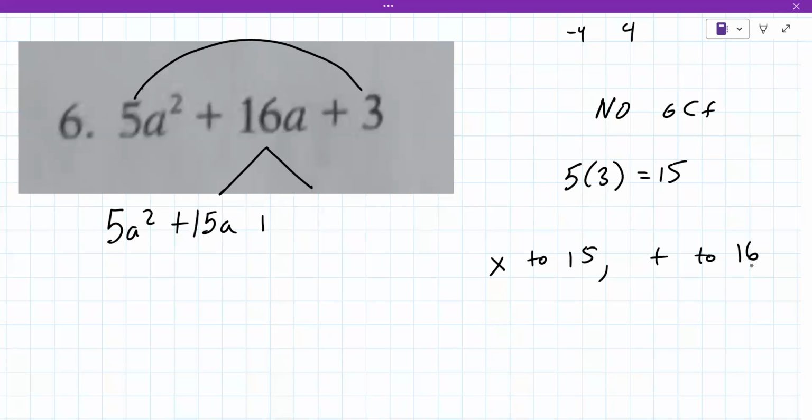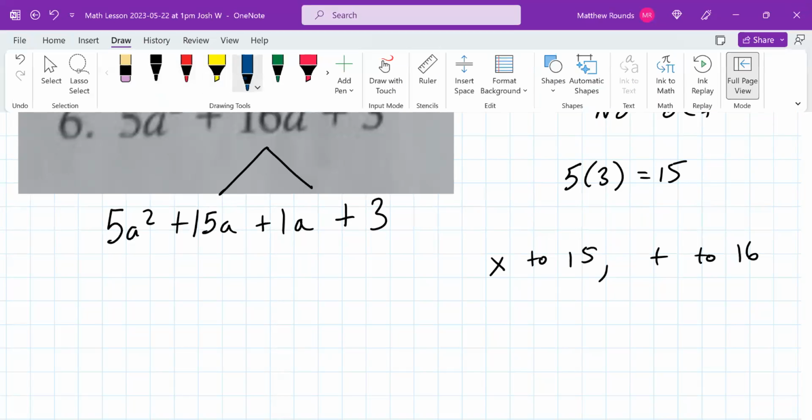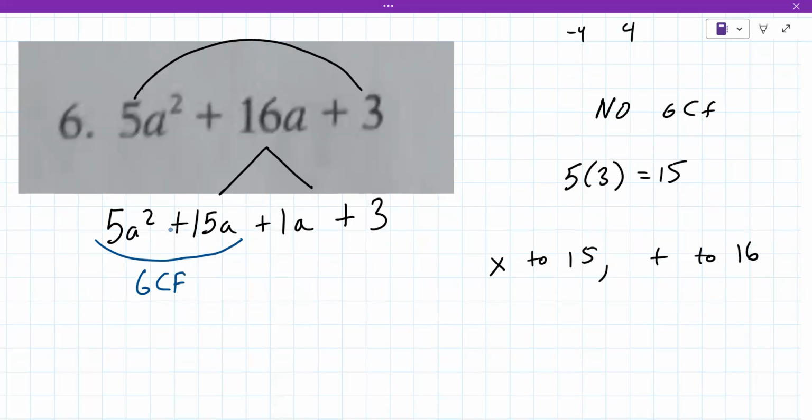plus 15a plus 1a. Do you agree that 15a plus 1a gets you back to 16a? Okay, great. Now we're going to look at the first two terms here. First two terms. What is the GCF of the first two terms?